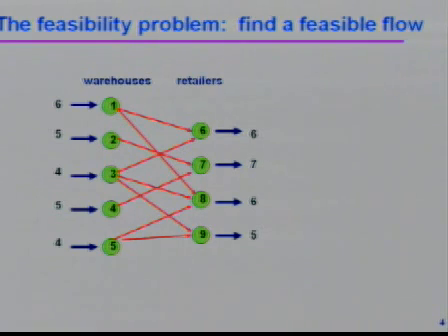So how would you view this as a maximum flow problem? There are no costs. We just want to find a flow satisfying all the demands. Does anyone see a natural max flow problem that can solve this?